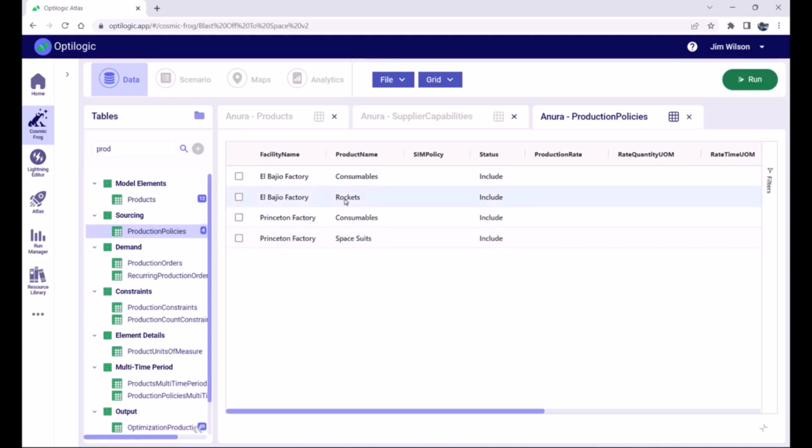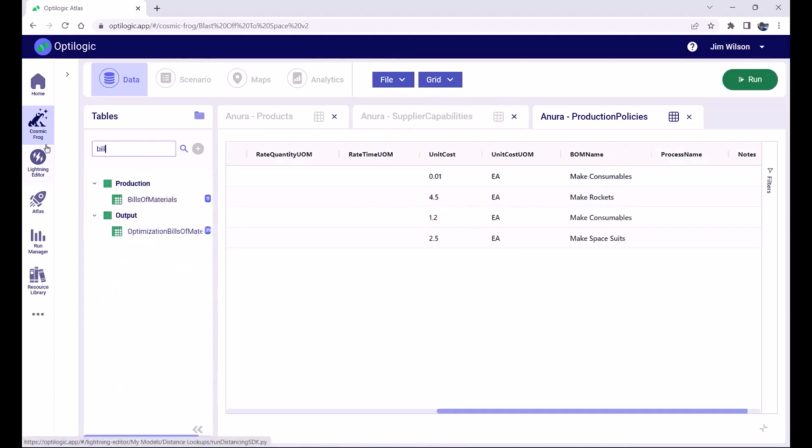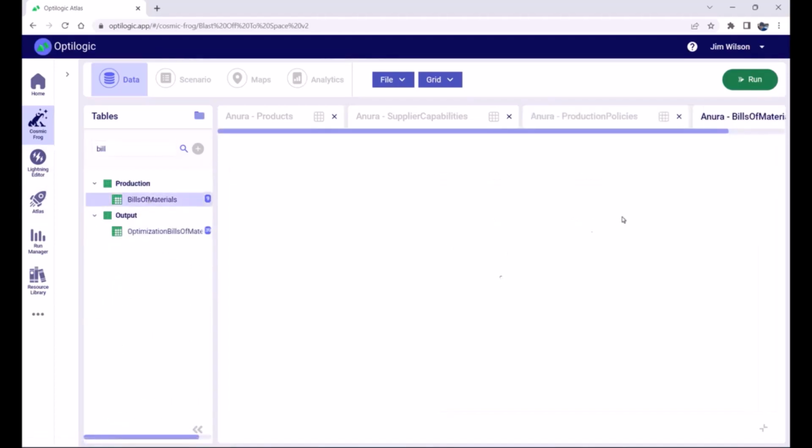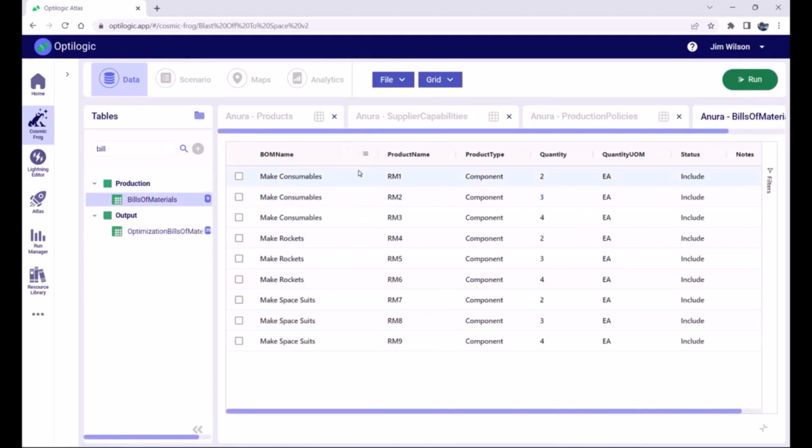Rockets only available at El Baggio and spacesuits only available at Princeton. But we can also see here that these are using bill of materials, and this is describing how those raw materials get converted. So if we move to the bill of materials table, then what we can see here is if we take consumables, for example, consumables are made up of 3 raw materials, raw material 1, 2 and 3, and they have different quantities of those raw materials that they can consume.